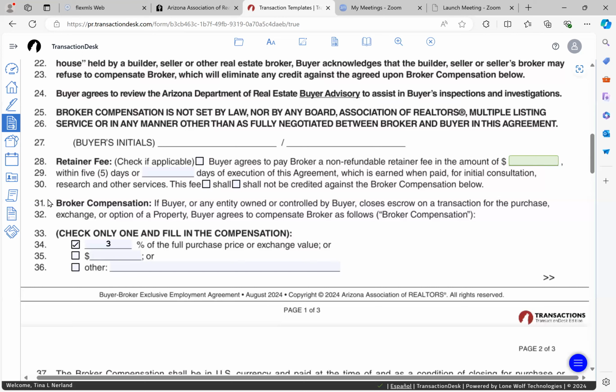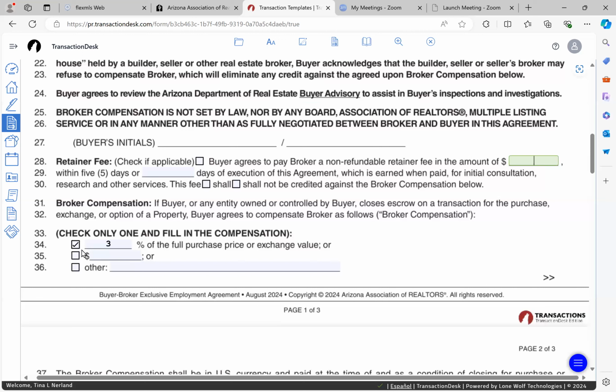Broker compensation. If buyer or any entity owned or controlled by buyer closes escrow on a transaction for the purchase, exchange, or option of a property, buyer agrees to compensate broker as follows. I love how this is worded, and I will explain it. It is very detailed of who they owe and what they're going to owe and when they're going to owe it. So, I am going to do 3% of the purchase price on all of my buyer brokers. That is just how I'm going to do it.